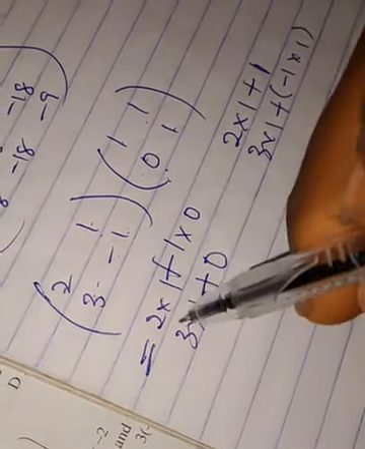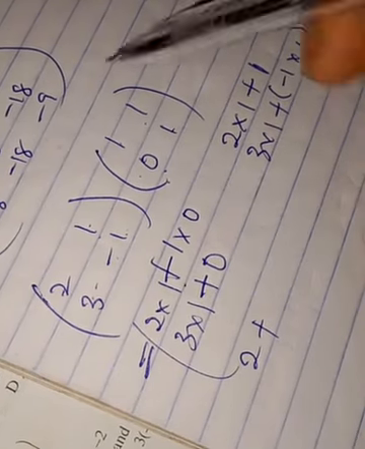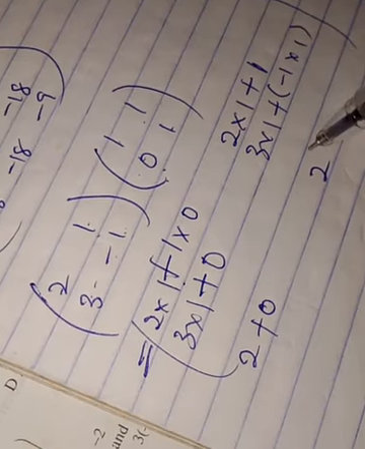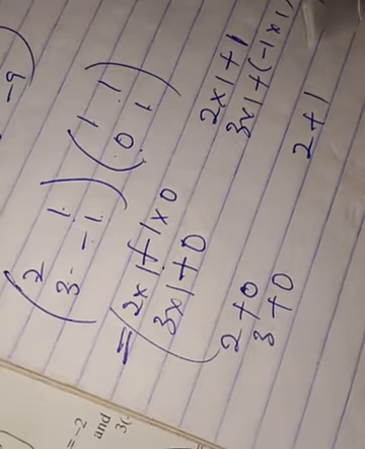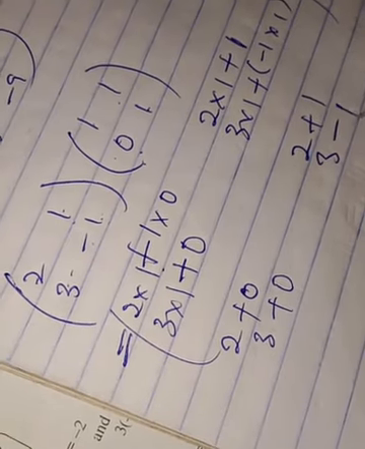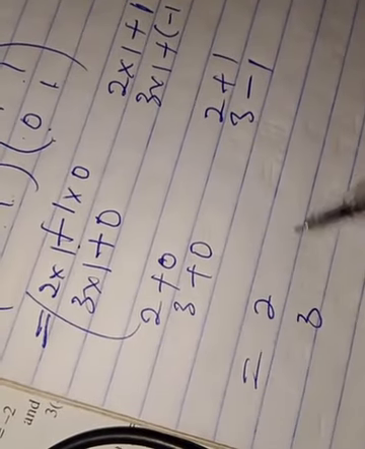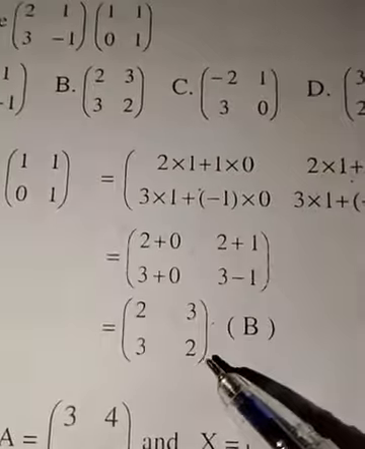So from what we have here, we put this bracket. 2, 0. 2 plus 1, 3 plus 0. We have 3 minus 1. And from what we have here, we have 2, 3, 3, 2. So you see the answer here, 2 3 3 2. The same thing.